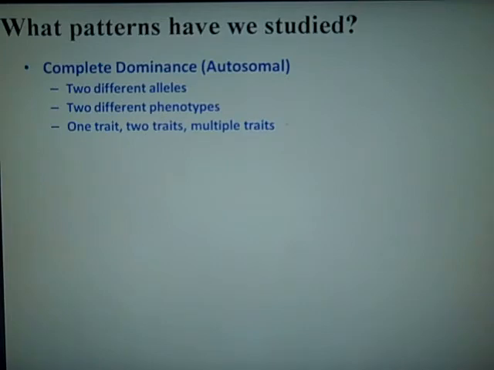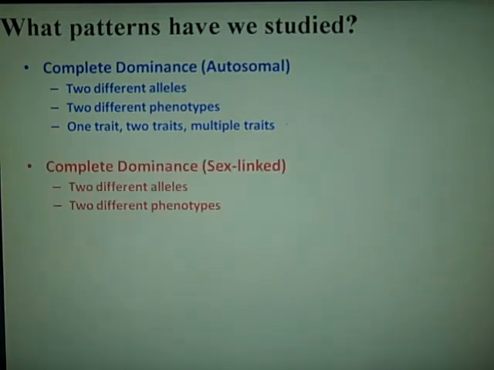All right, so let's review. Which patterns have we studied? First of all, there was complete dominance on the autosomes. This involved two different alleles that could produce two different phenotypes, and we looked at this in one trait crosses, two trait crosses, and multiple trait crosses. We also looked at complete dominance on the sex chromosomes, sex linkage. This had two different alleles and two different phenotypes.